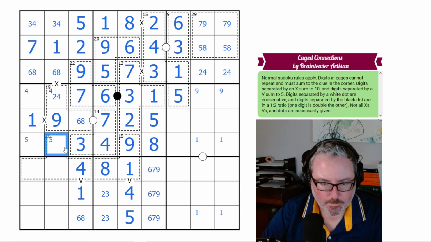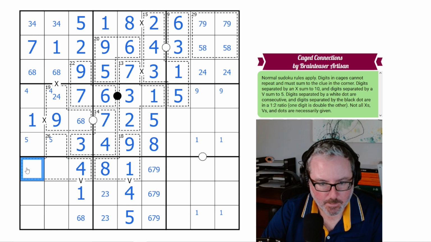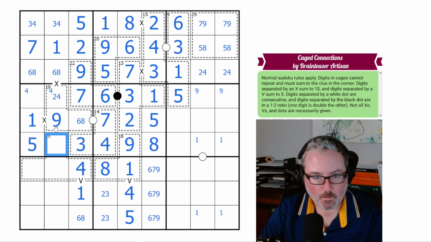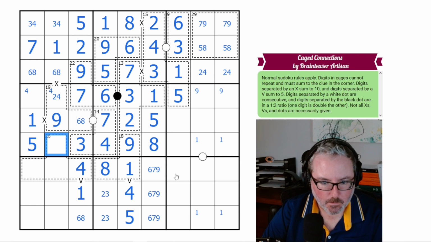Now, if this was a 5, we'd end up with a 9 total. We'd have to have 17 more, which we can't do because this 8 looks in here. We'd have to do 9, 8, and that is not an option. So this can't be a 5. So let's put our 5 in. That doesn't give us anything up there, sadly.